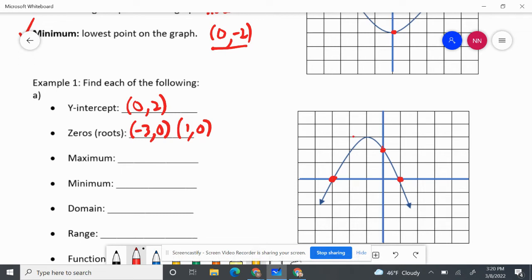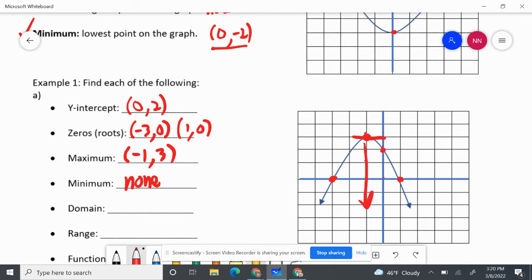Our maximum is our highest point. We actually have a maximum here. That would be (-1, 3). Just in case you weren't sure, we're going to the left 1, we're going up 3. That's how we're coming up with the ordered pair. The minimum would be none because it keeps on going down.